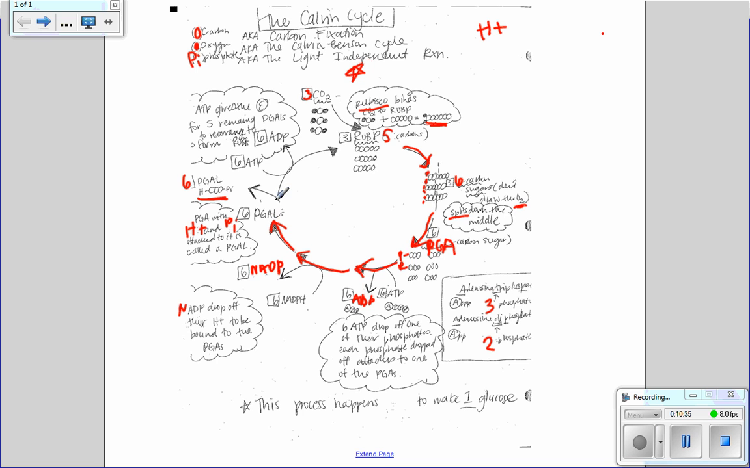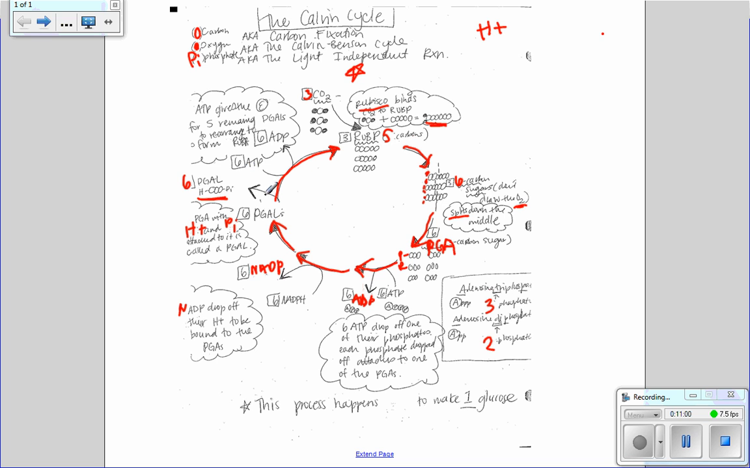Okay, then we're going to move on to this next step here. This is really the last step. From here, one of the P-gals is used. ATP gives the energy for 5 of the remaining P-gals to form RUBP. One of the P-gals leaves.